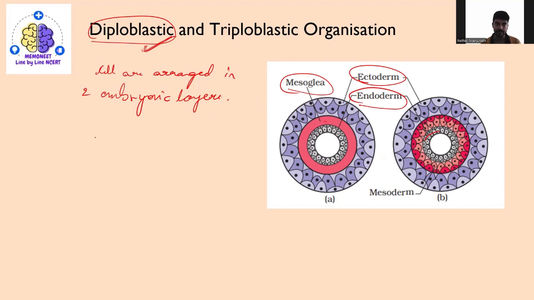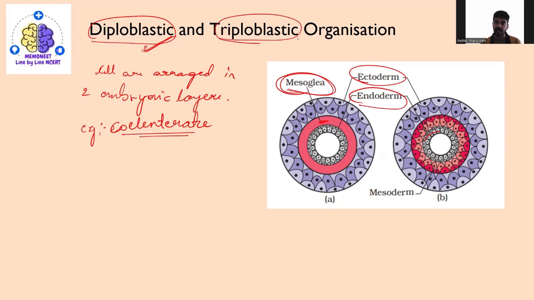For example, in most of the coelenterata, you will see the diploblastic level of organization. In between, as I told, there will be an undifferentiated layer, which is called mesoglia. So this is all about the diploblastic.